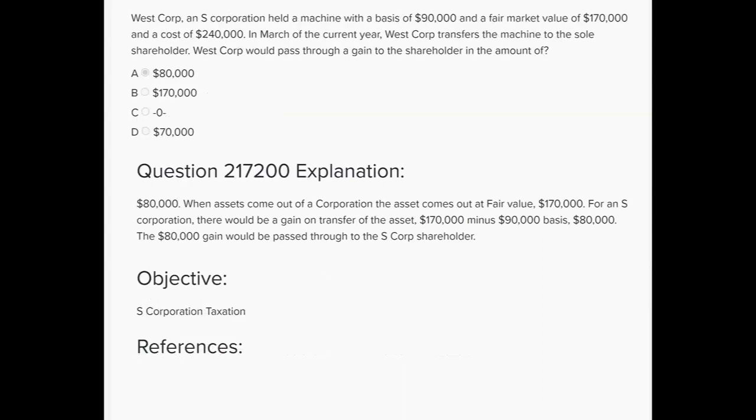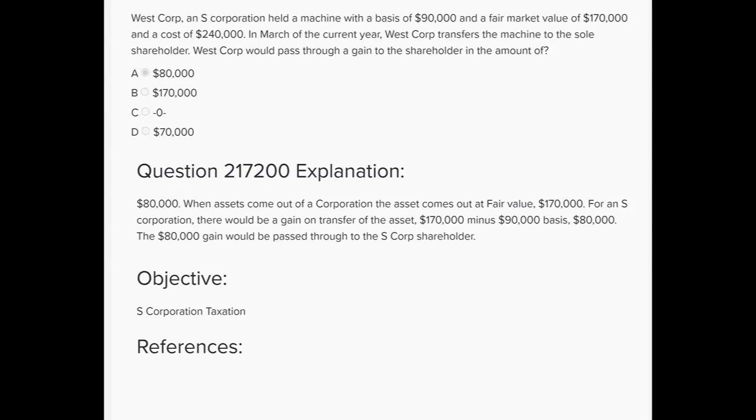S-Corp, an S corporation, held a machine with a basis of $90,000 and a fair market value of $170,000 and a cost of $240,000. In March of the current year, S-Corp transfers the machine to the sole shareholder. S-Corp would pass through a gain to the shareholder in the amount of what? So it will be an $80,000 capital gain. When assets come out of a corporation, the asset comes out at fair value, which is $170,000, they tell us. For an S-Corp, there would be a gain on that transfer, $170,000 minus the $90,000 basis, or $80,000 gain, and that gain gets passed through to the S-Corp shareholder.